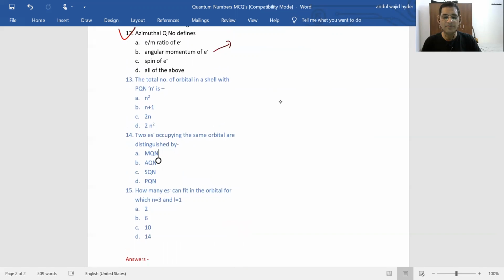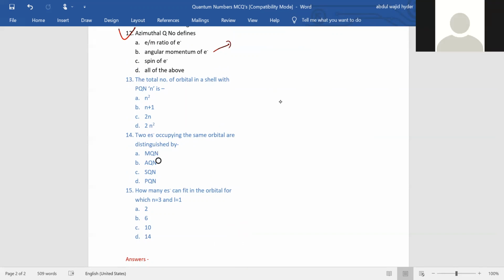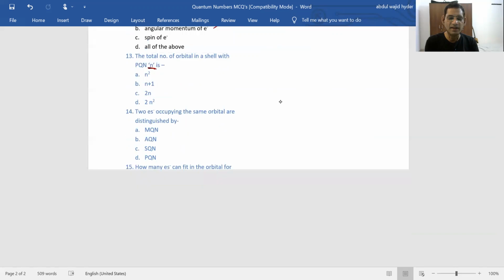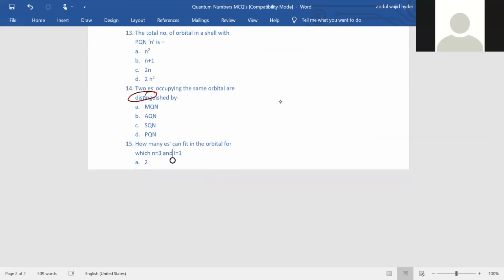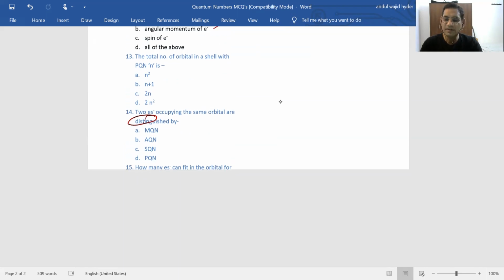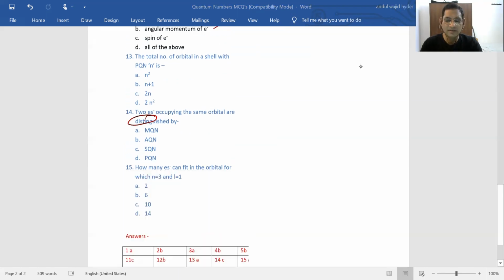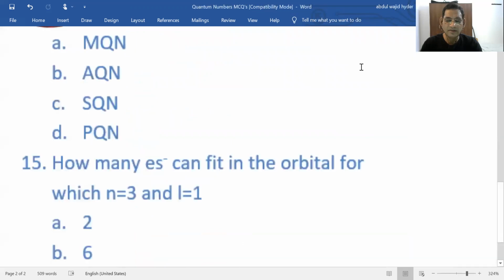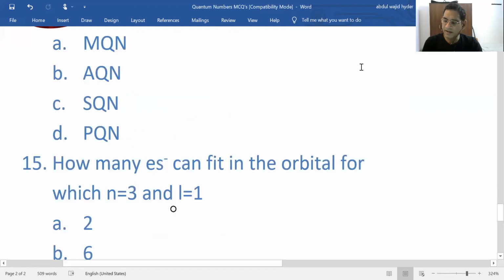Then 13th. The total number of orbitals in a shell with principal quantum number N is N square. In a previous class only I explained to you when it will be 2n square and when it will be n square.